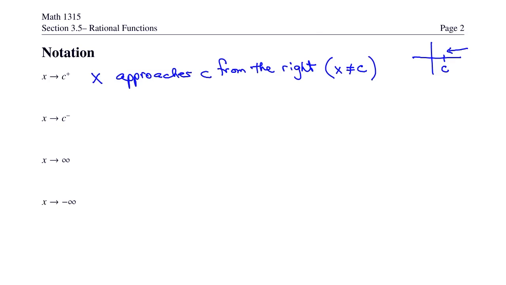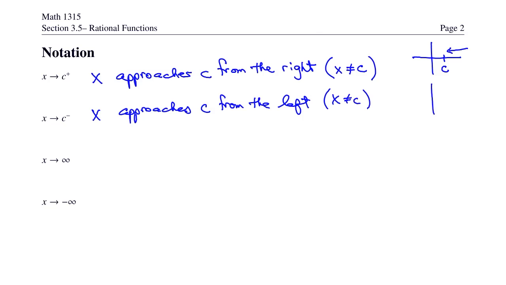The next notation is very similar, and you can probably guess what this means. This is x approaches c from the left. And again, x is not equal to c. And this would be approaching c from the left.